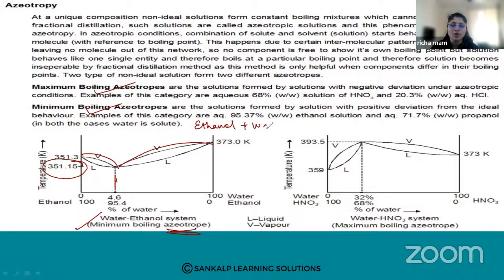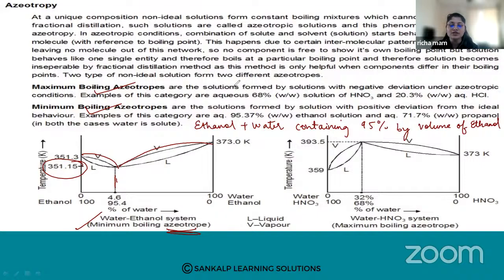ethanol plus water containing, this should be mentioned, containing 95% by volume of ethanol. This is an example of an azeotropic mixture. Ethanol plus water containing 95% by volume of ethanol. So this is a minimum boiling azeotrope. Now what are maximum boiling azeotropes? What do you mean by maximum boiling azeotrope?